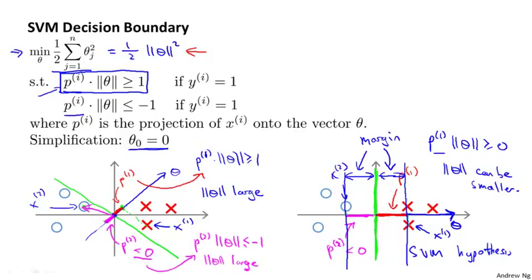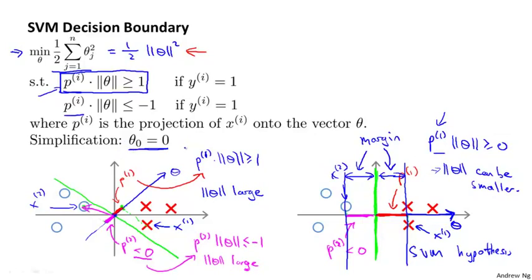And so by making the margin large, or by making these terms P1, P2, P3, and so on large, the SVM can end up with a smaller value for the norm of theta, which is what it's trying to do in the objective. And this is why the support vector machine ends up as a large margin classifier, because it's trying to maximize the norm of these Pi, which is the distance from the training examples to your decision boundary.